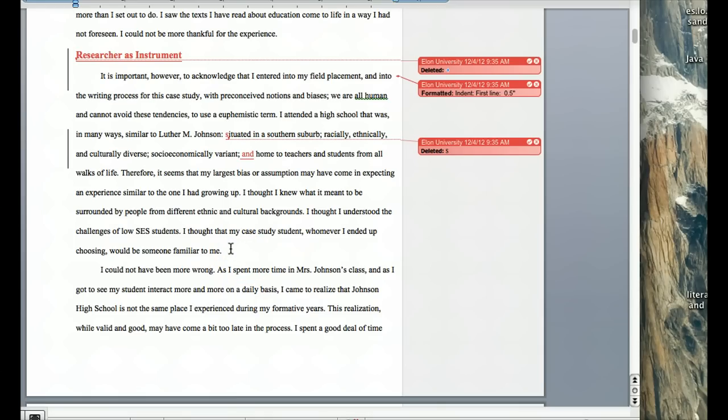So this first paragraph in the researcher's instrument statement does a nice job of pointing out specific things about the author's point of view that they brought in to the case study that are helpful to me as a reader to know.